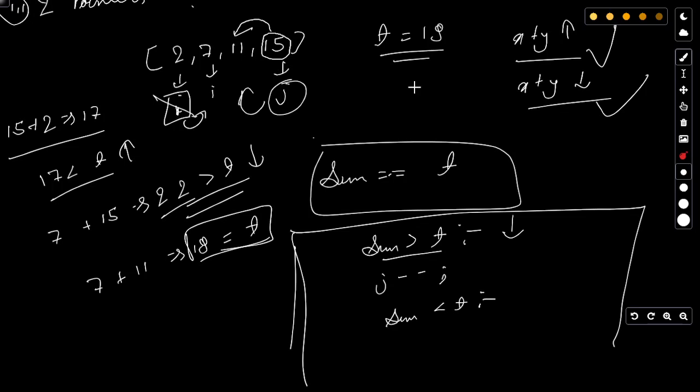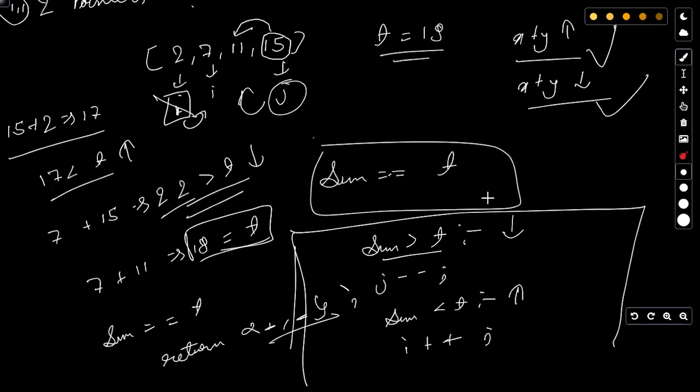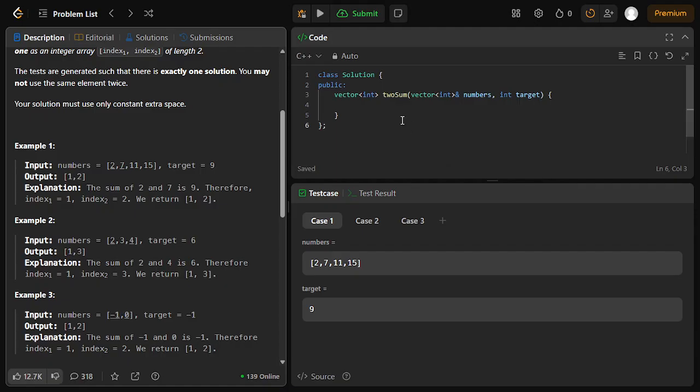If our sum is smaller, we want a greater sum. For that, we can increase our left pointer. And in any case where sum is exactly equal to target, we will be returning two values. That's it for the implementation. That's it for the theoretical part. Let's jump into the implementation and see if our code works.